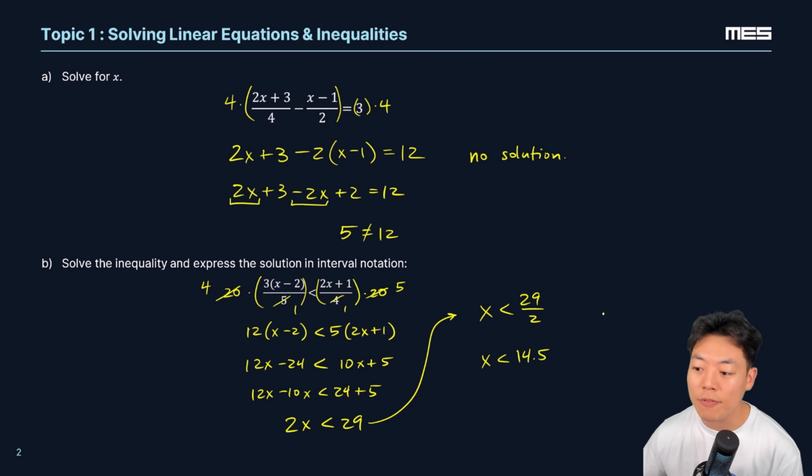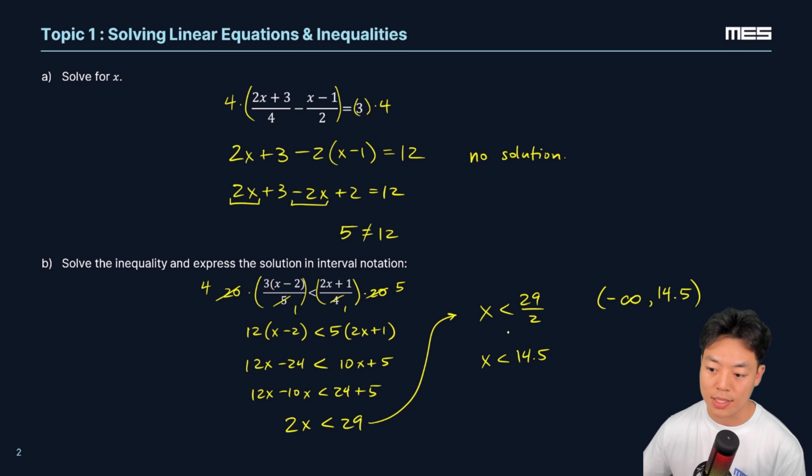And in interval notation, we can write this as everything from negative infinity all the way to 14.5. And since we don't have an equal to sign in this inequality symbol, we also have parentheses. If we did have an equal sign under this inequality, I would have put brackets here. All right, that's topic number 1.